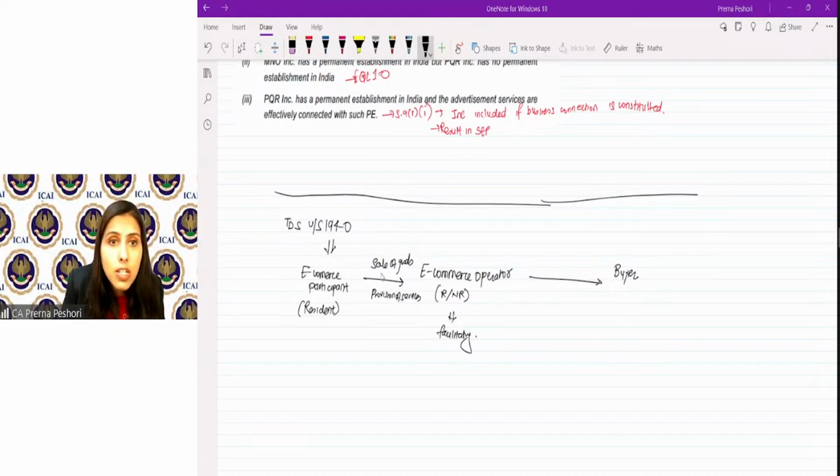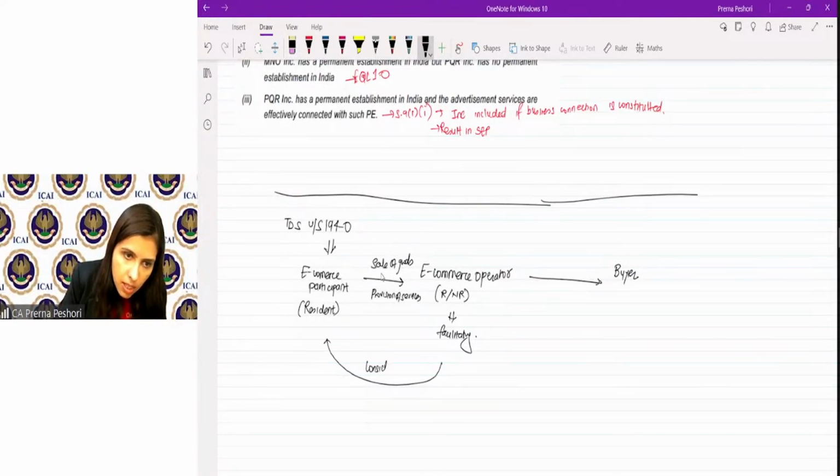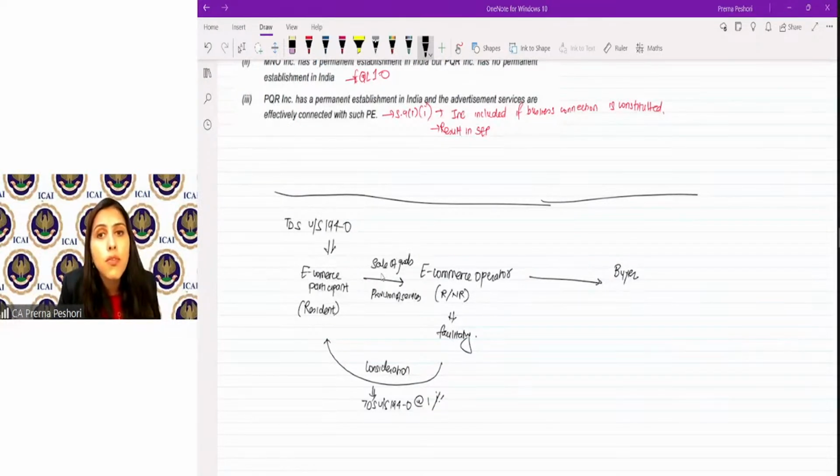So on the consideration which is paid by the e-commerce operator to the e-commerce participant, there will be TDS under section 194O at the rate of 1% of the gross amount of sale or services. Okay, so it will deduct income tax at the rate of 1% of the gross amount of such sale or services or both. So this will be on the gross consideration.